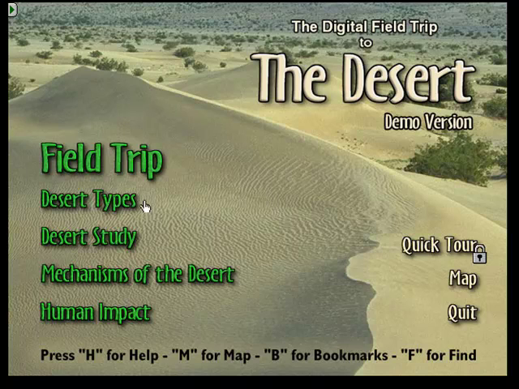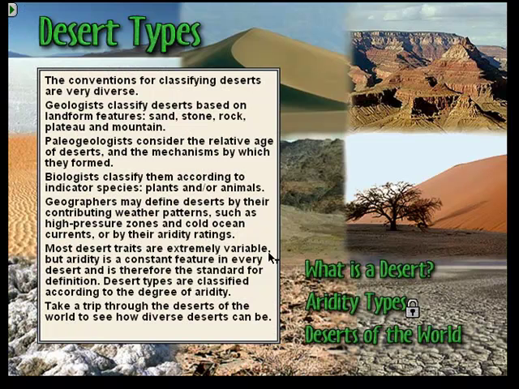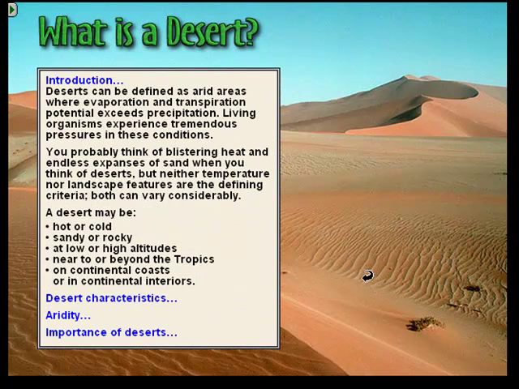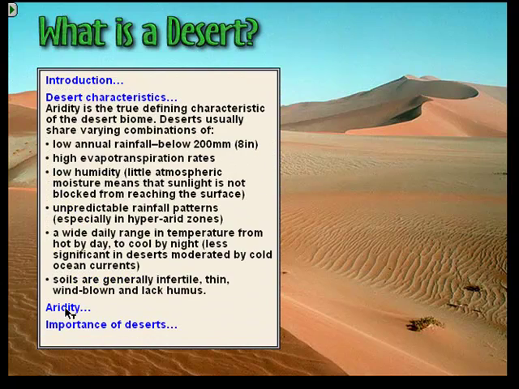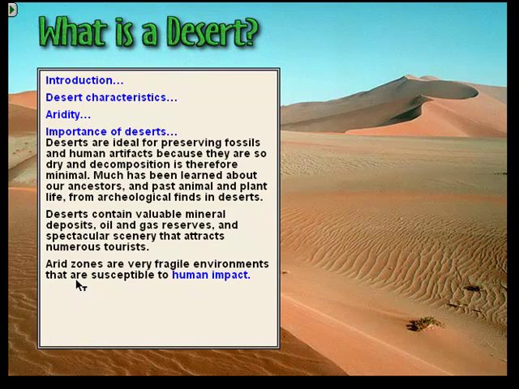Another option of the main menu is Desert Types. This describes how deserts are classified. There is also an option that describes what a desert is and explains desert characteristics, aridity, and the importance of deserts.